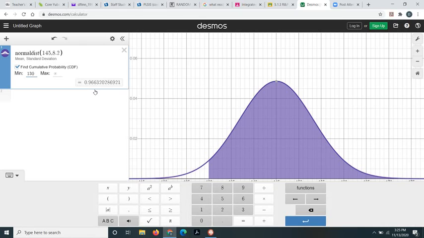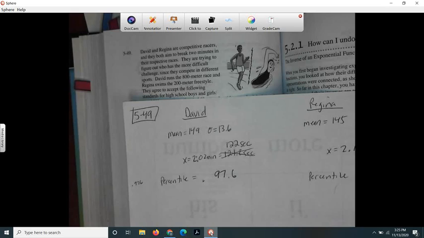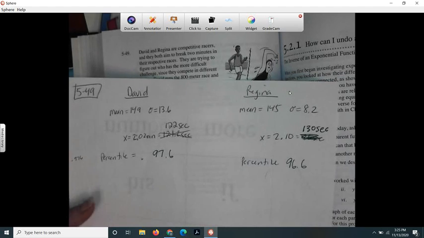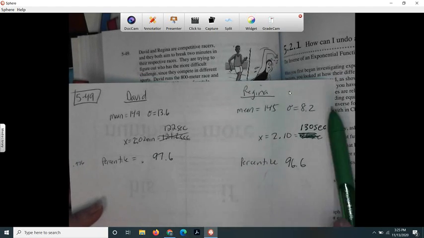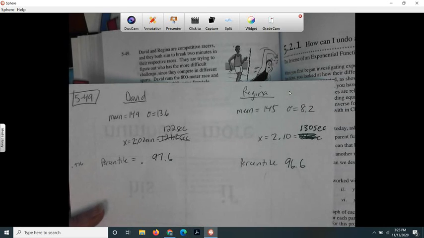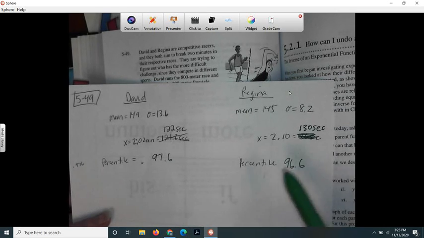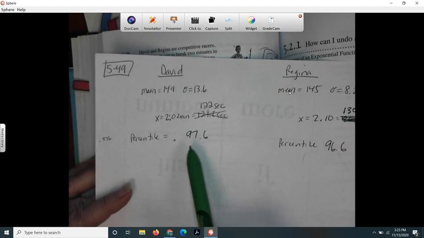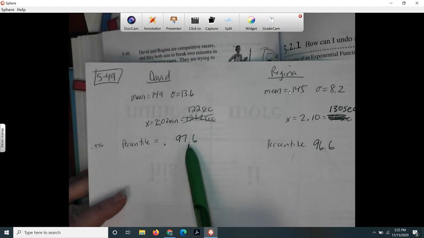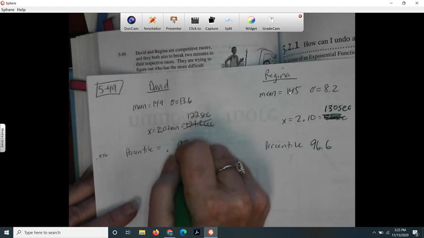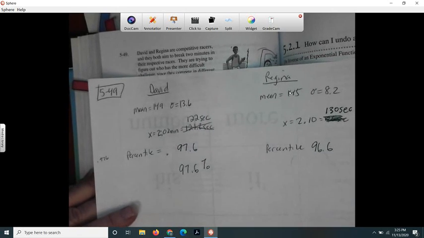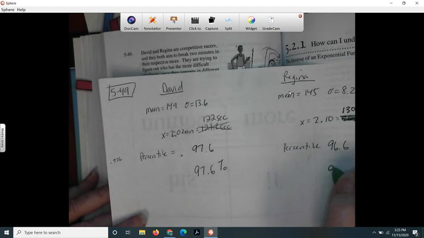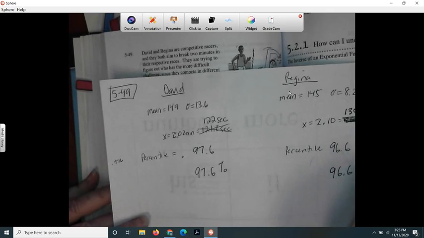Okay, so I wrote that down. If you saw how I did that, I just went to Desmos, I clicked normal distribution, I put in the mean, comma, standard deviation, then I clicked the normal CDF, put in my number, and I got a percentile. So actually David swam a little faster because he swam faster than 97.6% of the people in his race, but she's fast too, she swam faster than 96.6%. So he is the winner.